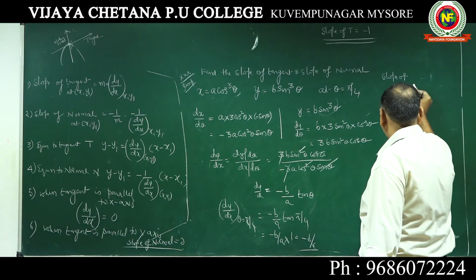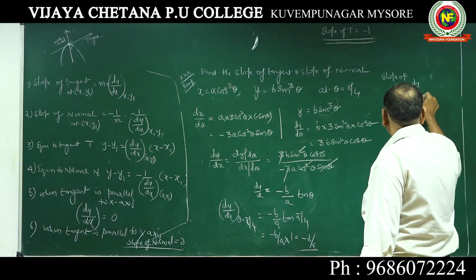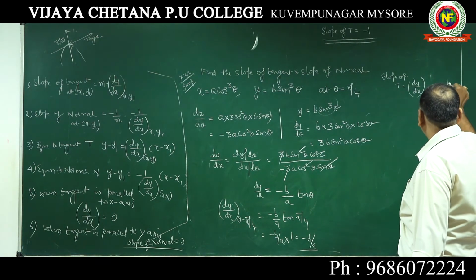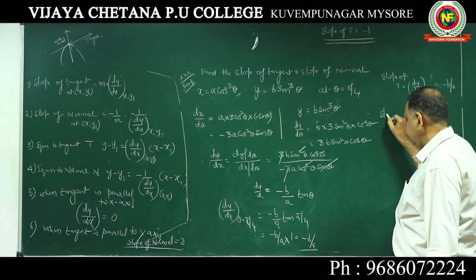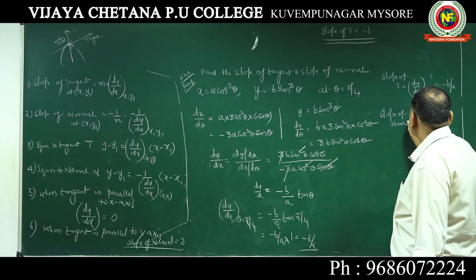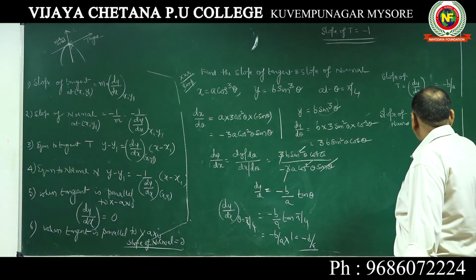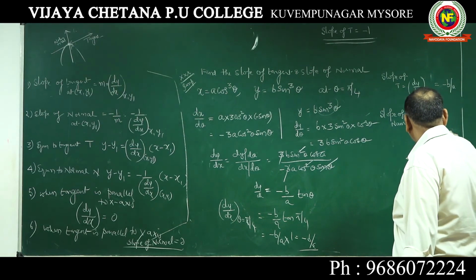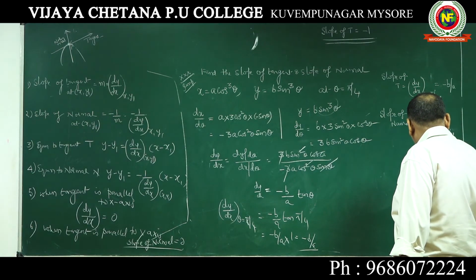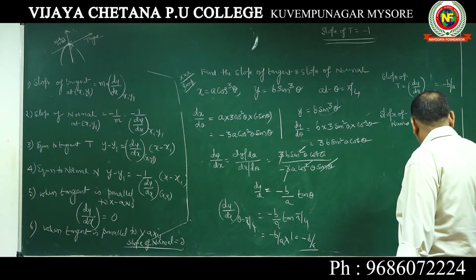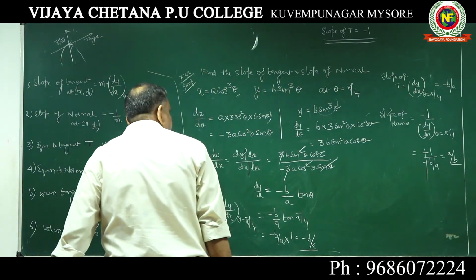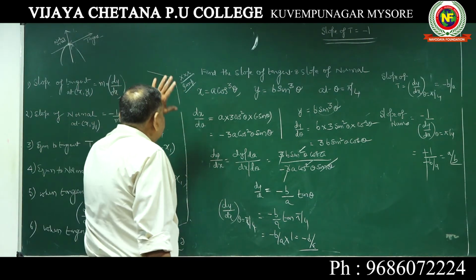So the slope of tangent is dy by dx at theta is equal to pi by 4, that is minus b by a, and the slope of normal is minus 1 by dy by dx at theta is equal to pi by 4, that is minus 1 by minus b by a, or a by b is the answer. So please understand, slope of normal is a by b and slope of tangent is minus b by a. This is a very important problem.